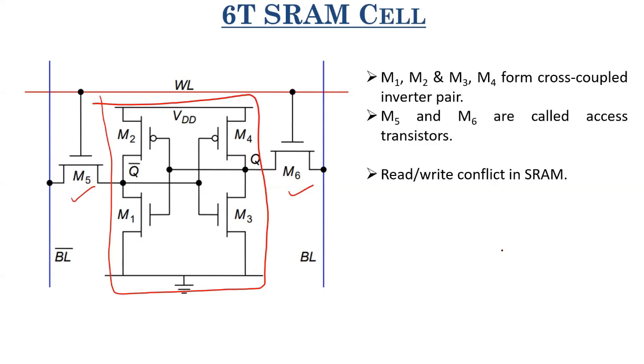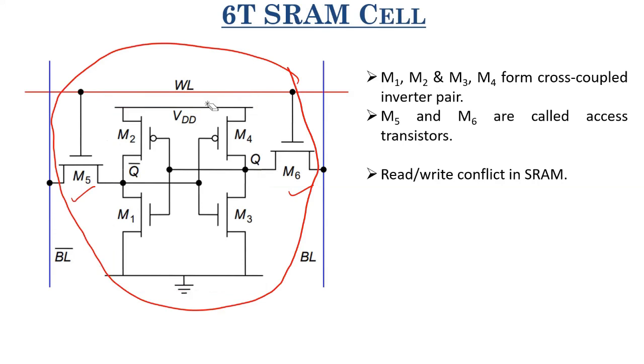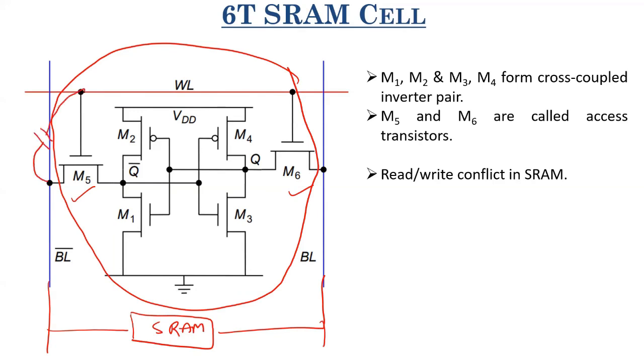One more thing I want you to know is, since this bit line is connected to several such SRAMs, this is one SRAM block. Several such SRAM blocks are placed on this bit line and bit line bar. And we also have this capacitance over here, which is nothing but the CGD. We also have this CGD over here. So the capacitance that this bit line sees is n times that CGD.